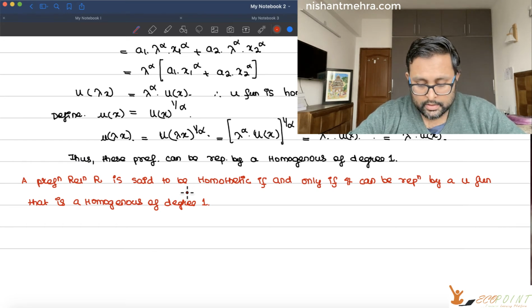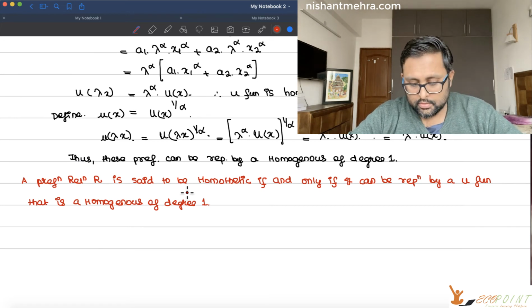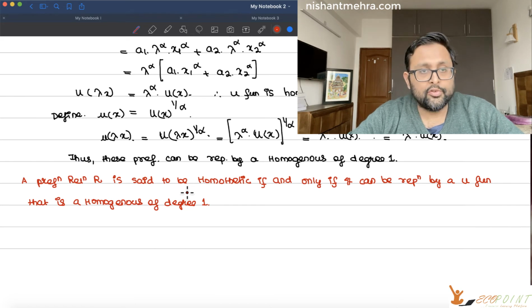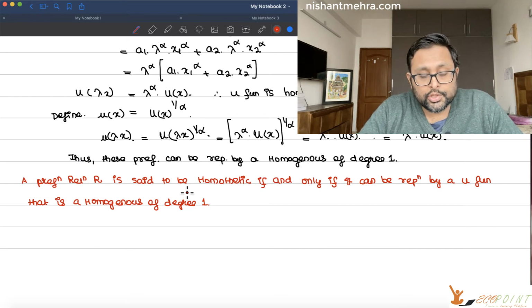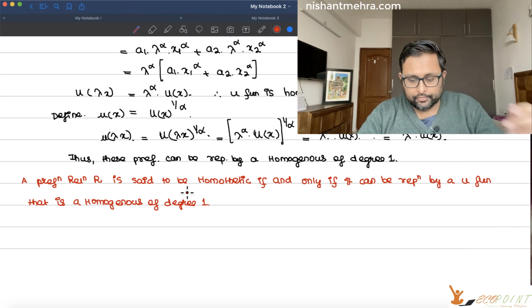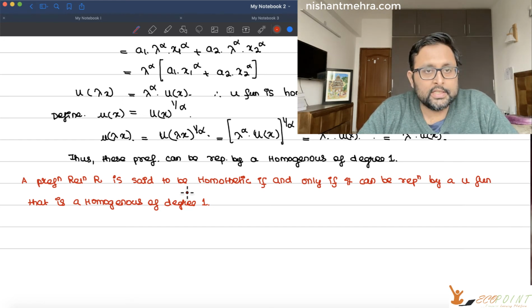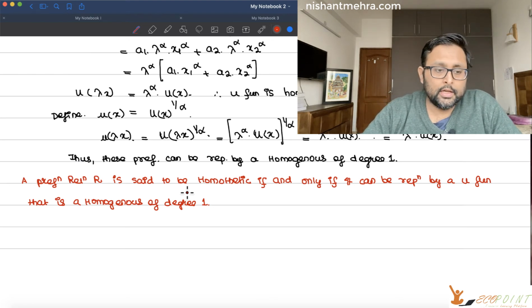Now note that the definition is not saying that for every utility function that represents these preferences, such utility function must be homogeneous of degree 1. No. The definition is not saying that. It is saying that there must be at least one utility function that represents these preferences, and it is homogeneous of degree 1, right? So there's a difference between the two things.